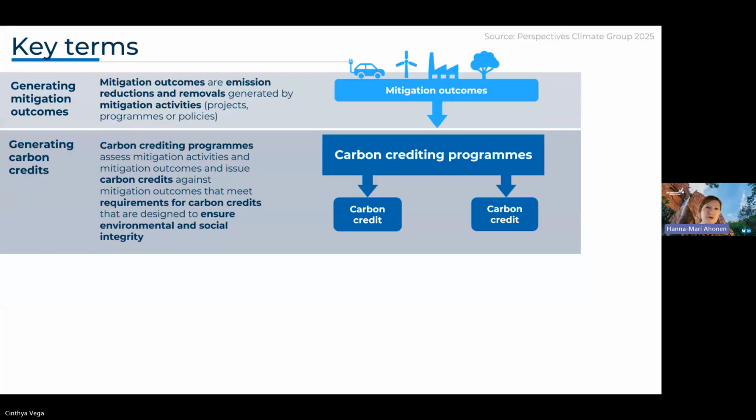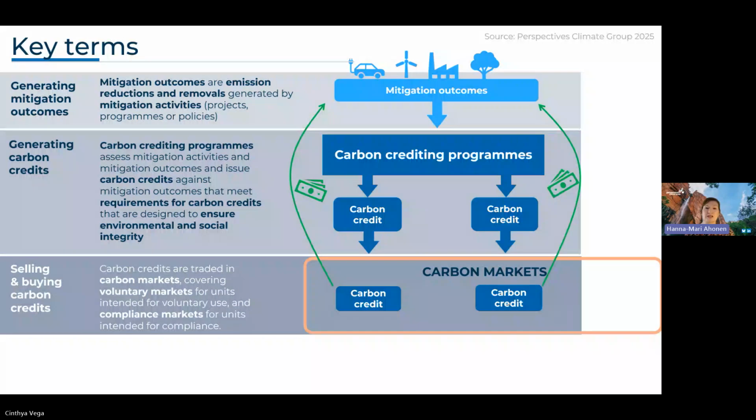And if we want these emission reductions or removals to be generated into carbon credits, we need to go through a carbon crediting program. There are several different programs around the world. They assess the mitigation activities, the projects and the programs, and also the emission reductions and removals that they generate. And if they meet certain criteria for carbon credits, then they can be issued as carbon credits by the carbon crediting programs. And the role of these programs is to ensure environmental and social integrity of the emission reductions and the activities that generate them. And these carbon credits are then sold and bought in the carbon markets. And when they're sold, then the money flows back into the project that generated these mitigation outcomes in the first place.